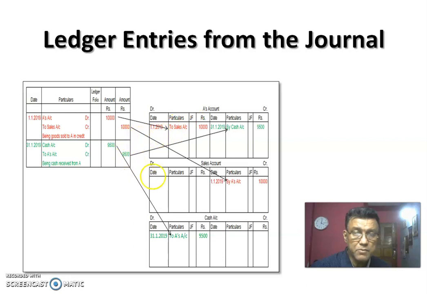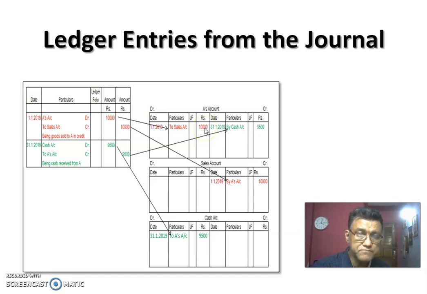Now what I have done, I have put the date of the transaction. So first says A's account debit. So I have put 10,000 rupees on the debit side of A's account and I have put 'To sales account'. It is always like that. First you decide which side of the ledger account you will post and then you give the opposite account as a reference.